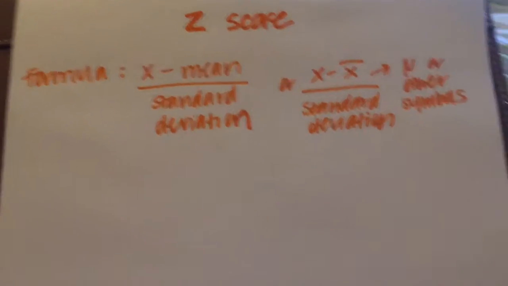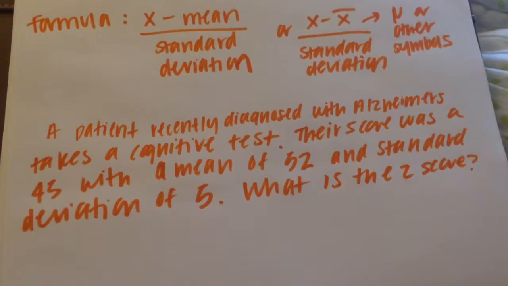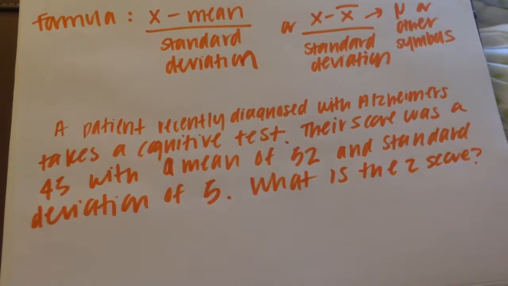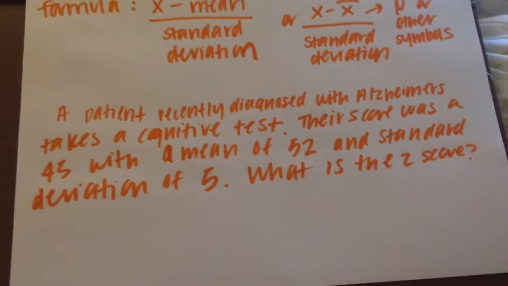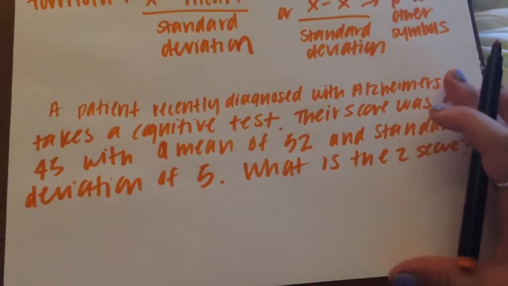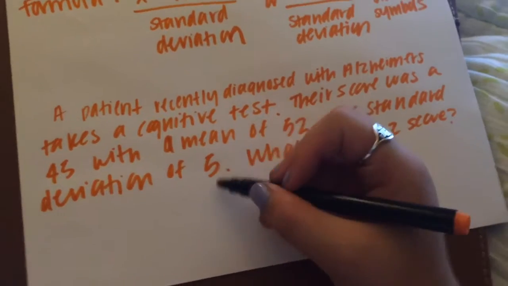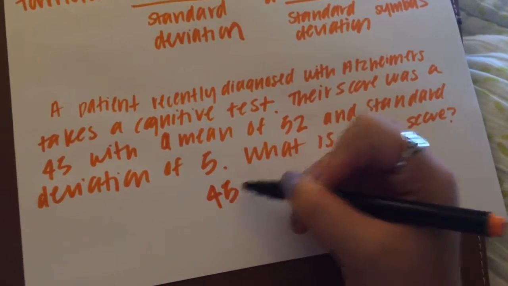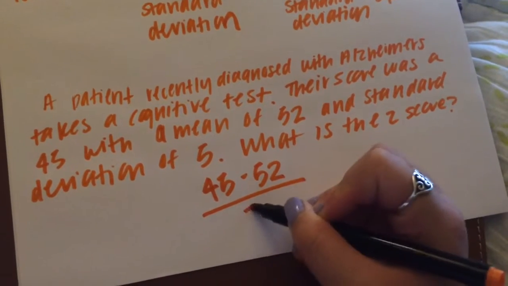And I'm going to show you a real life problem and how to work it and make it nice and easy for you. So the problem is a recently diagnosed patient with Alzheimer's takes a cognitive test. Their score was a 45 with a mean of 52 and a standard deviation of 5. So what is the z-score? And to set that up, you do 45 minus 52 over 5.